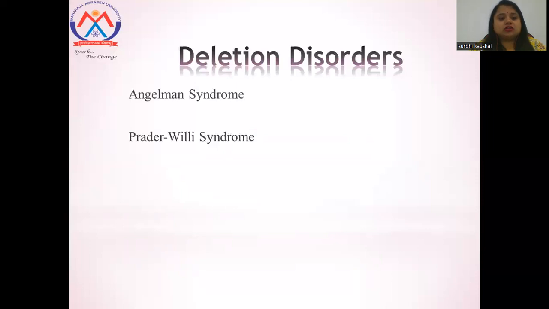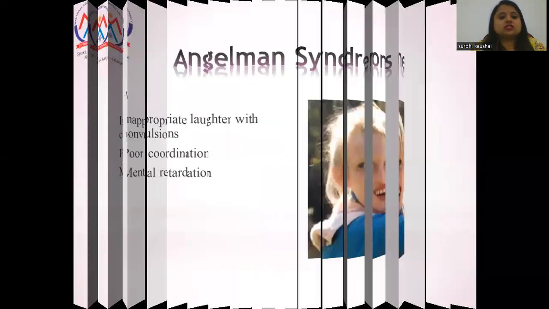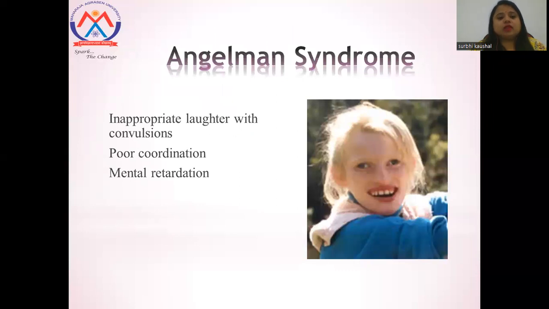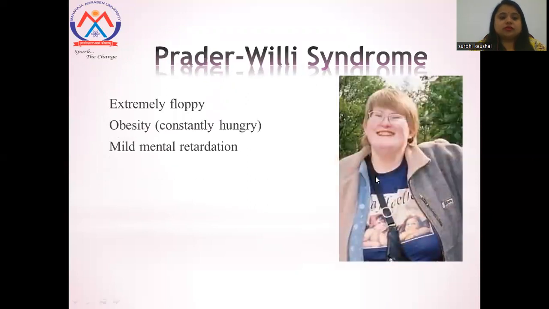Next are the deletion disorders. It is also of two types, Angelman syndrome and Prader-Willi syndrome. Coming first to Angelman syndrome. Here the symptoms are inappropriate laughter with convulsions, poor coordination, and mental retardation. And the human being appears as you see in this picture. Next is Prader-Willi syndrome. Here the symptoms are extreme floppiness, obesity, and mild mental retardation. And the human being appears as you see in this picture or image.